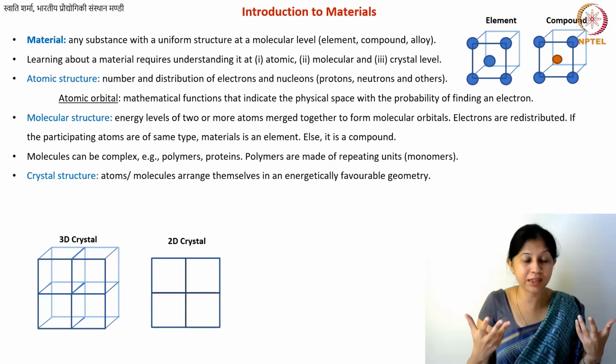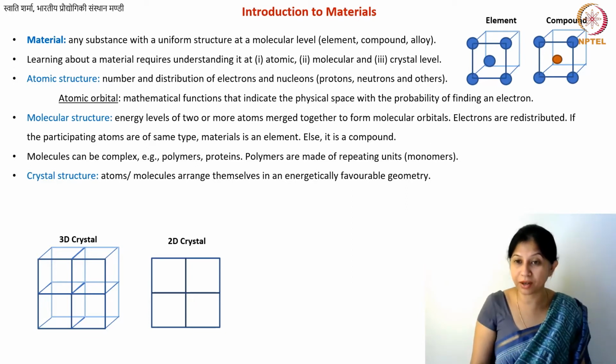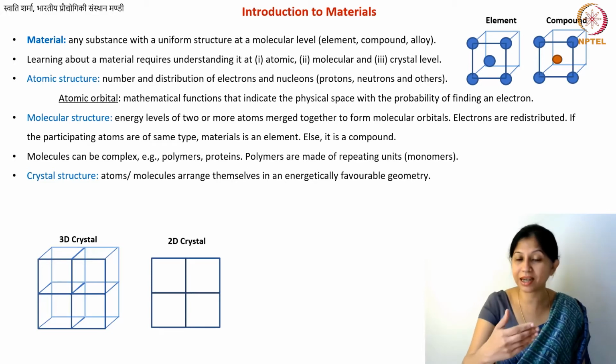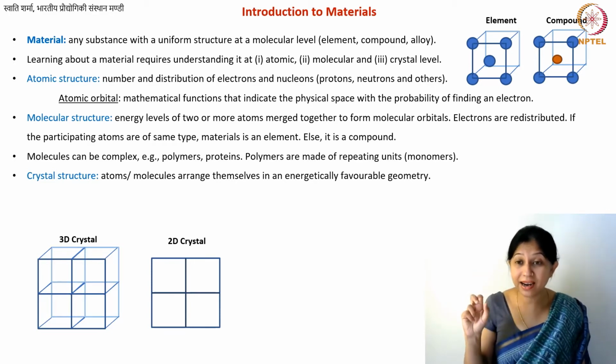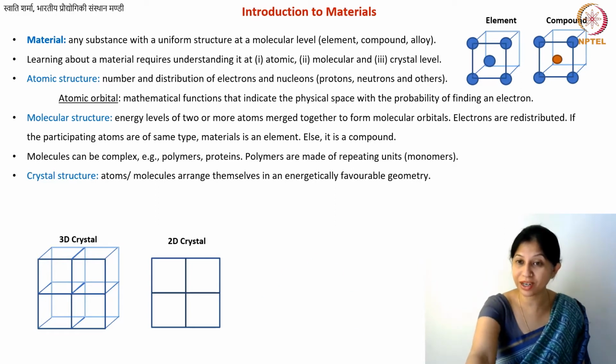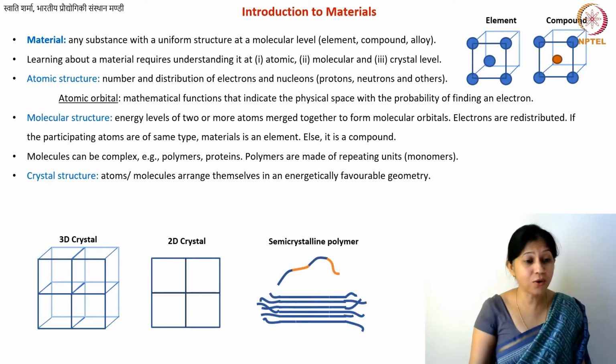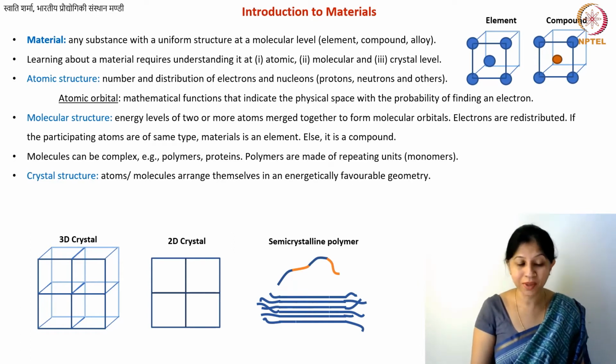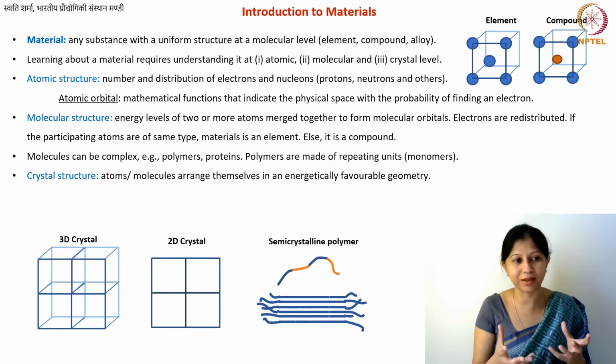A crystal is nothing but an arrangement where you have repeating units. You can also have that in 2 dimensions. These are the kind of materials which are called layered structures, and these kind of crystals are known as 2D crystals. Okay. Now you can also have a third thing which is known as semicrystallinity. It gets a little more complicated, but it's a mixture of crystalline and non-crystalline materials.